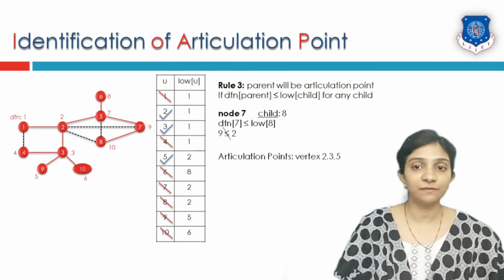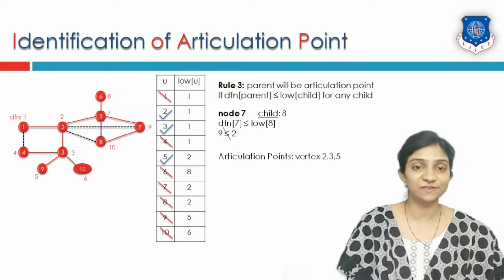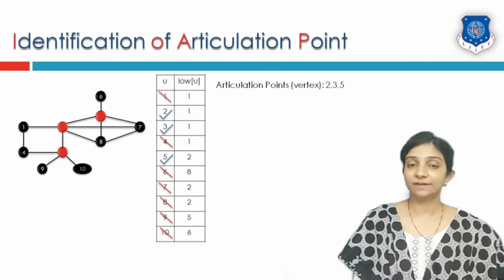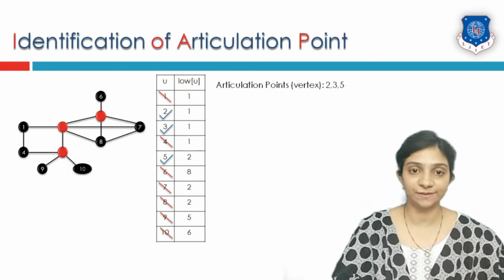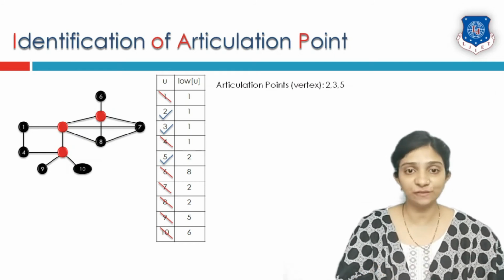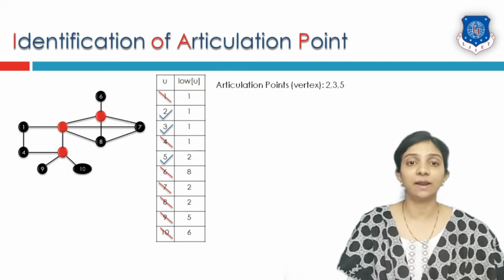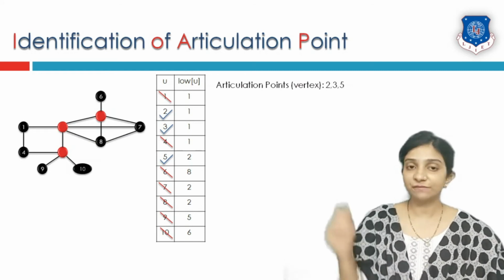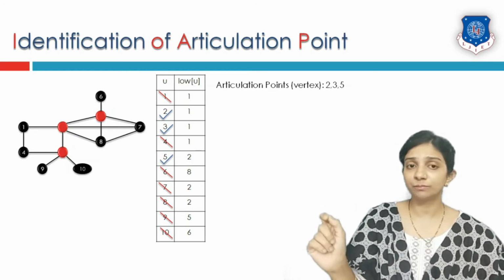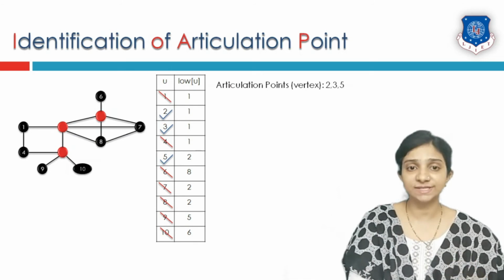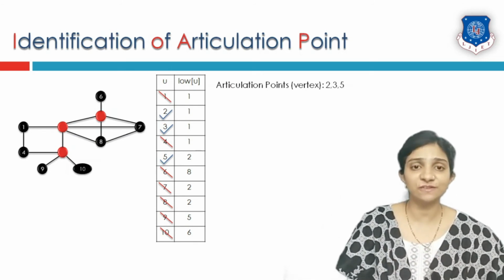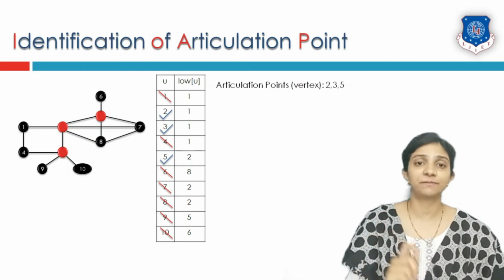So from the graph, the articulation point vertices are vertex 2, 3 and 5. That is the red highlighted vertices. If I delete any vertex out of these three, it will make my graph disconnected. Say for example, if I delete vertex number 2, it will make one portion as 1, 4, 9, 3 and 10, and another portion consisting of vertices 5, 6, 7 and 8.